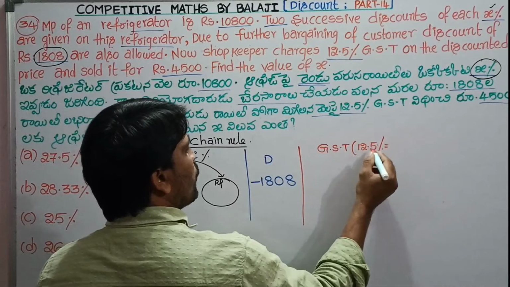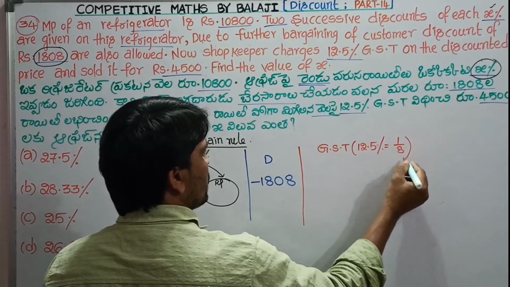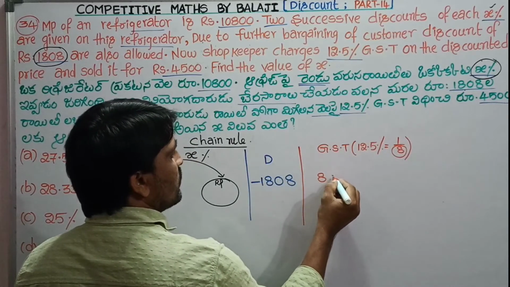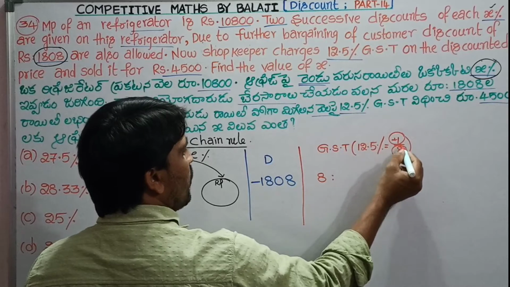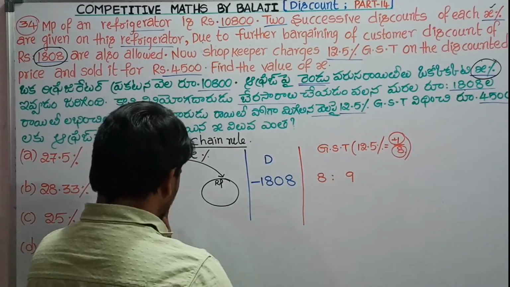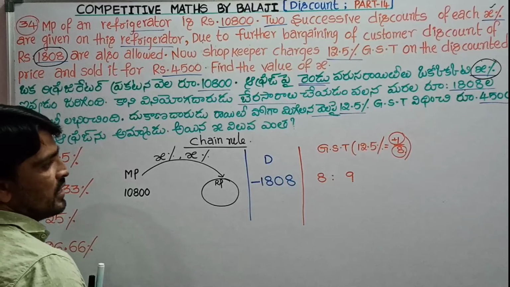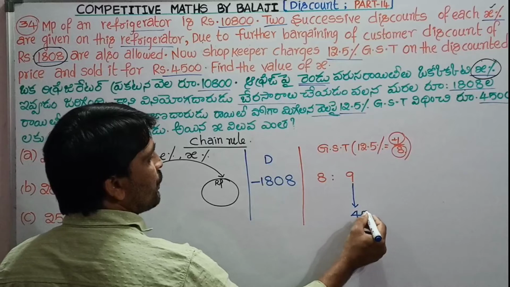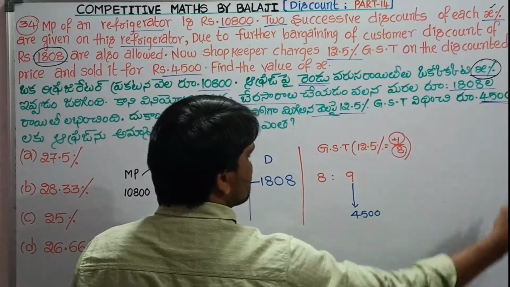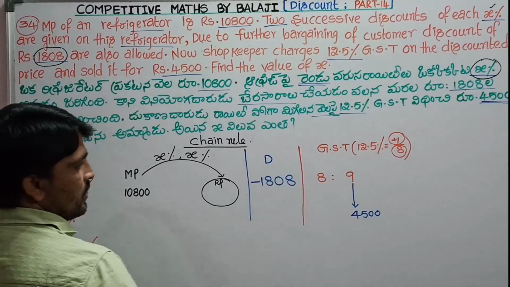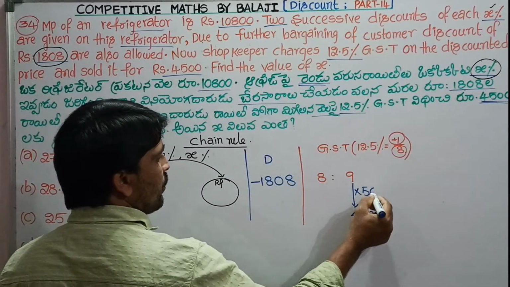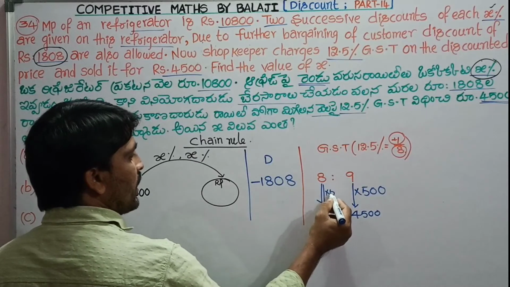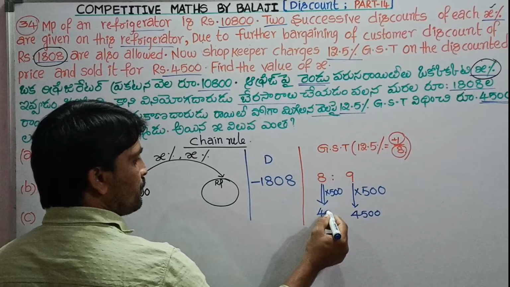The fraction value of 12.5% is 1/8. That is, if the discounted price is 8 units, then 1 unit is GST on 8 units. So selling price is 9 units. This 9 units value is equal to 4,500. The selling price is 4,500 for the refrigerator, which is 500 times 9. So the discounted price is 500 times 8, that is 4,000.